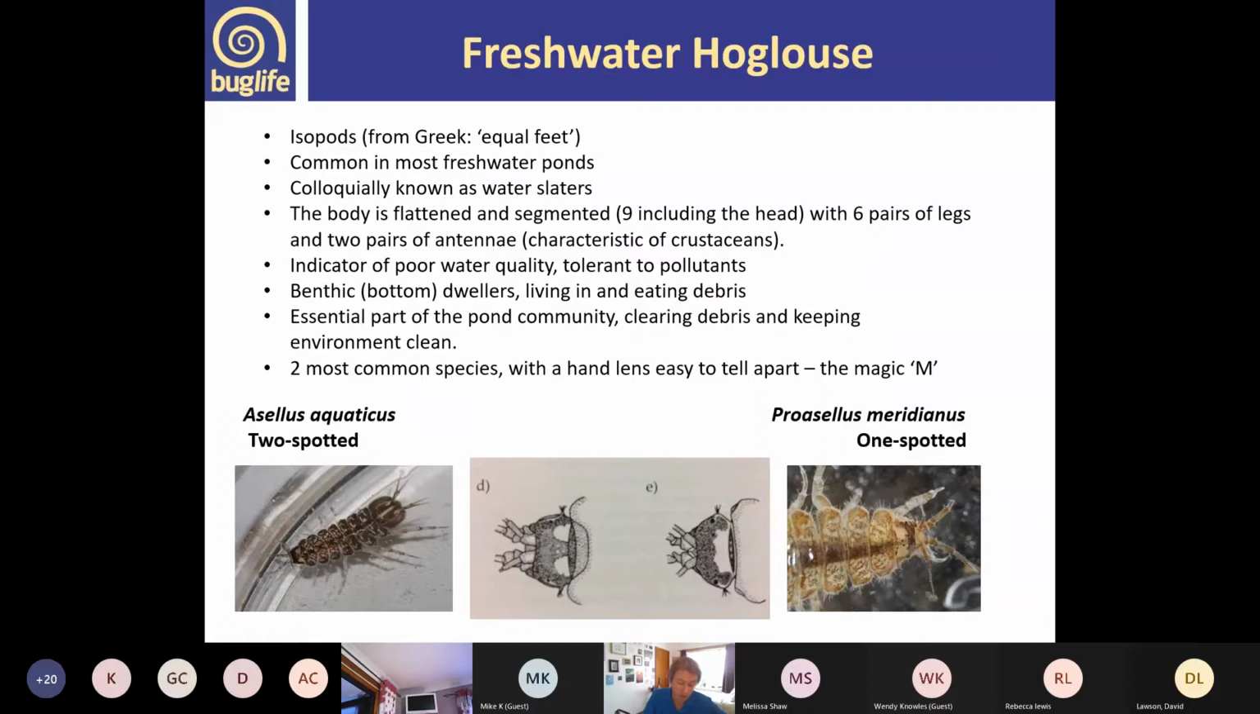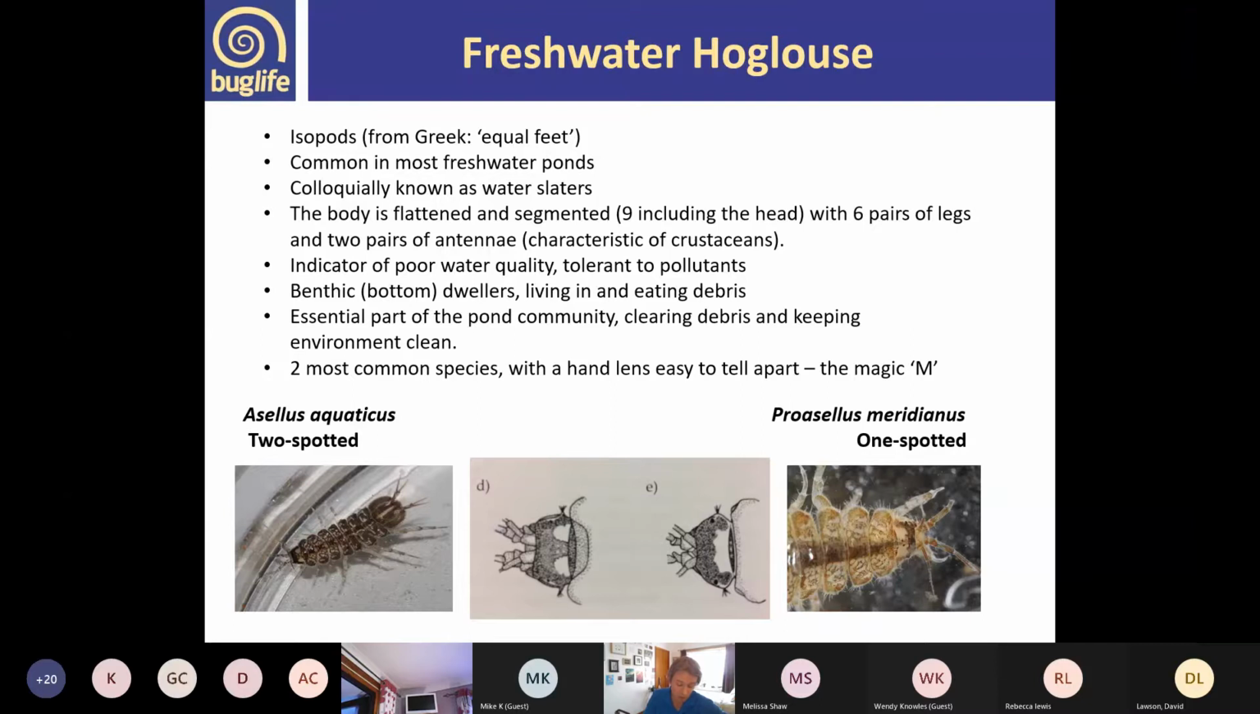Isopod, translated from Greek directly, means equal footed. So basically they have the same legs all over the body. We'll come back to that in the next slide. They're essentially aquatic woodlice, very closely related to woodlice, and are very useful in that they feed on and digest rotting vegetation, thereby cleaning the pond they're in. So they're excellent cleaners of their habitat.